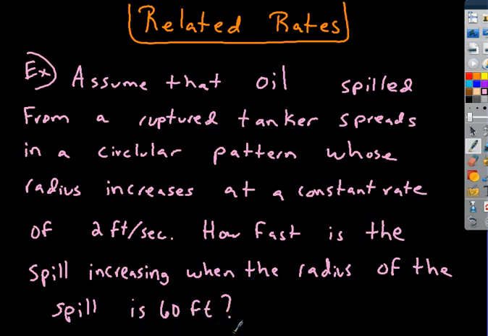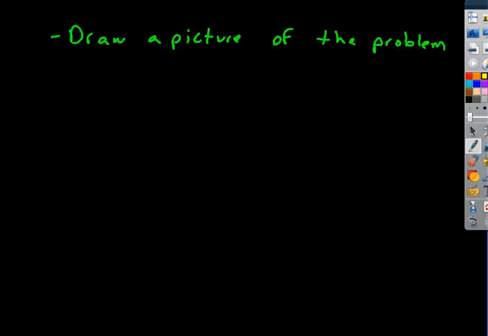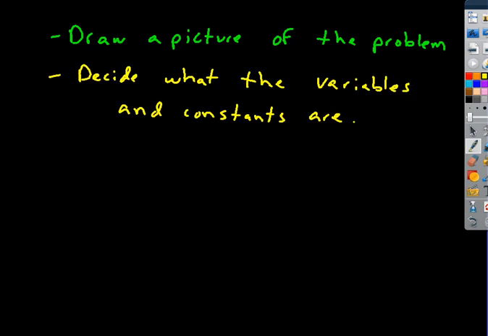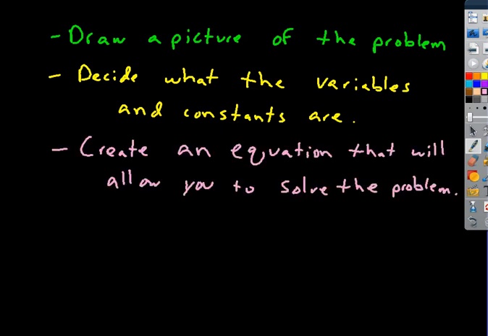So that's our question. Now, in order to get started, I'm going to erase this question for a moment and tell you how I begin any of these related rates questions. First thing I do is draw a picture of the problem. You don't have to be an artist, but do your best to draw it. Next, decide what the variables and constants are. Decide what's changing and what letters you'll use to represent it. Also decide what remains the same throughout the problem. And finally, create an equation that will allow you to solve the problem. So again, draw a picture, decide what the variables are, and create an equation. I wouldn't start any problem without doing these three things.